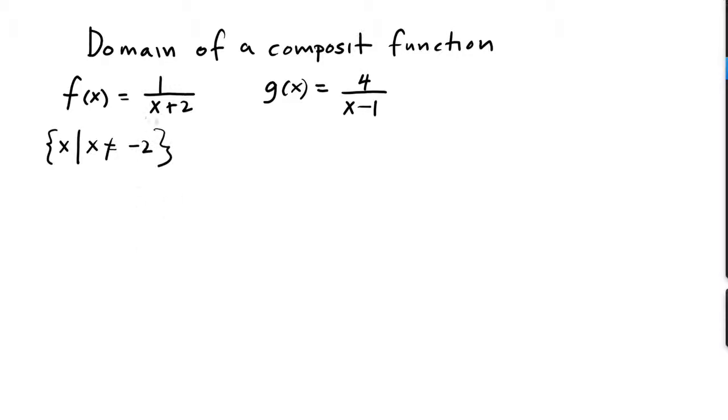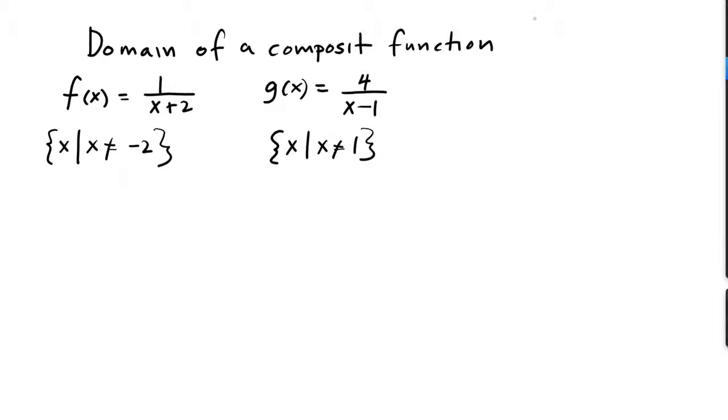Because if I put negative 2 in here, negative 2 plus 2 is 0. Over here I get something similar. It's the set of all x such that x is not 1, because 1 is the point that if I put it in there, the denominator will be 0.